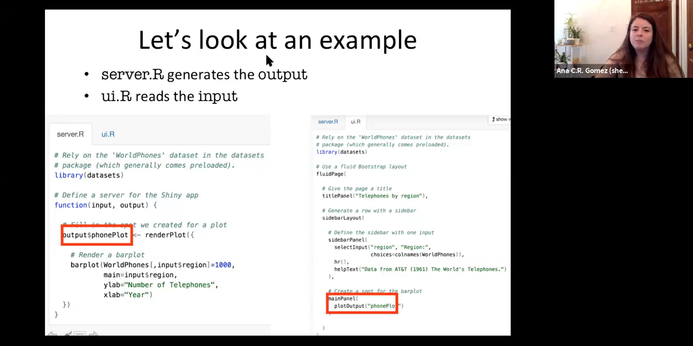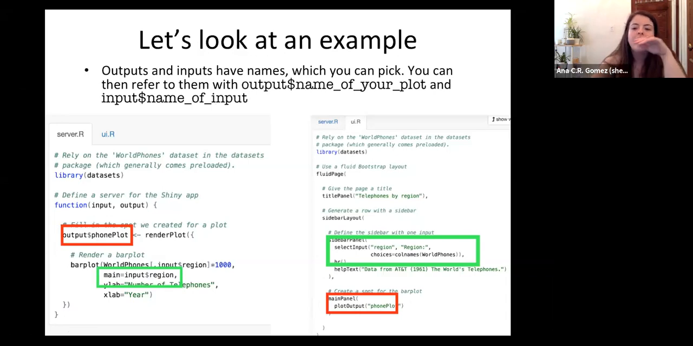And then how do you actually make it interactive? It's by using input. Highlighted in green. So here the sidebar panel has this function called selectInput, which is one of the many widgets that we have in Shiny. And we're going to later look at a gallery and copy the code. But basically, the first argument is the name of whatever your input is.